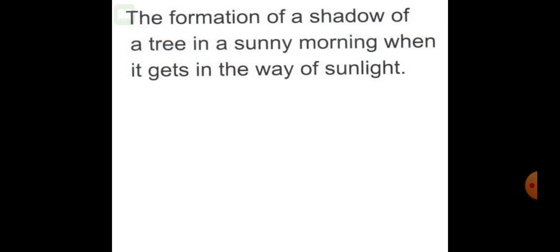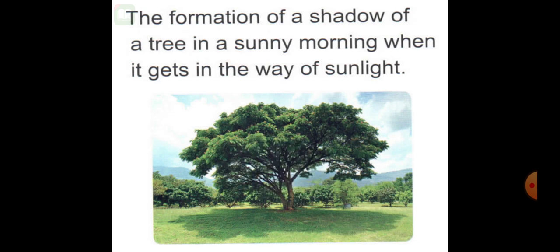The formation of a shadow of a tree on a sunny morning is an example of a shadow formed when an object gets in the way of sunlight. The tree blocks some of the sunlight, forming the shadow of the tree.